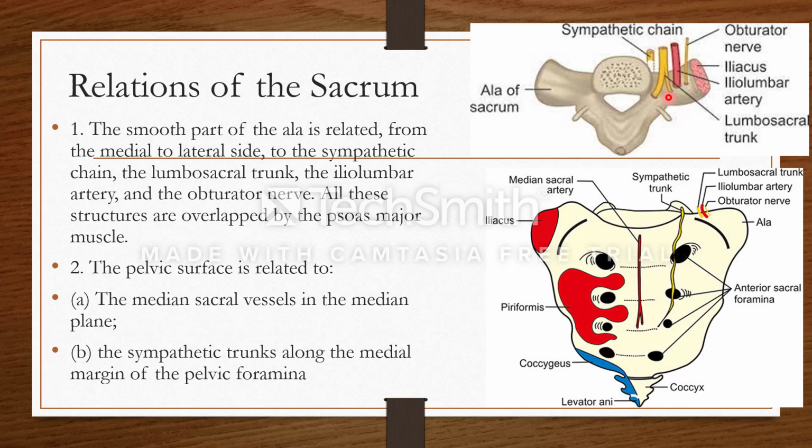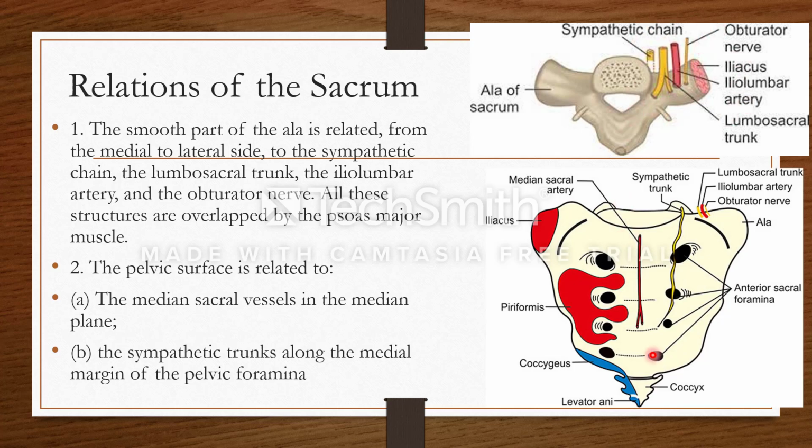There are four structures which we have to remember. Number one is the sympathetic chain which is present medially. Then there is the lumbosacral trunk which is present lateral to the sympathetic chain. Then there is the iliolumbar artery, and then there is the obturator nerve which is present on the lateral side of the ala of the sacrum. That is, from medial to lateral side, number one is the sympathetic chain, number two is the lumbosacral trunk, number three is the iliolumbar artery, and number four is the obturator nerve. All these structures are overlapped by the psoas major muscle.